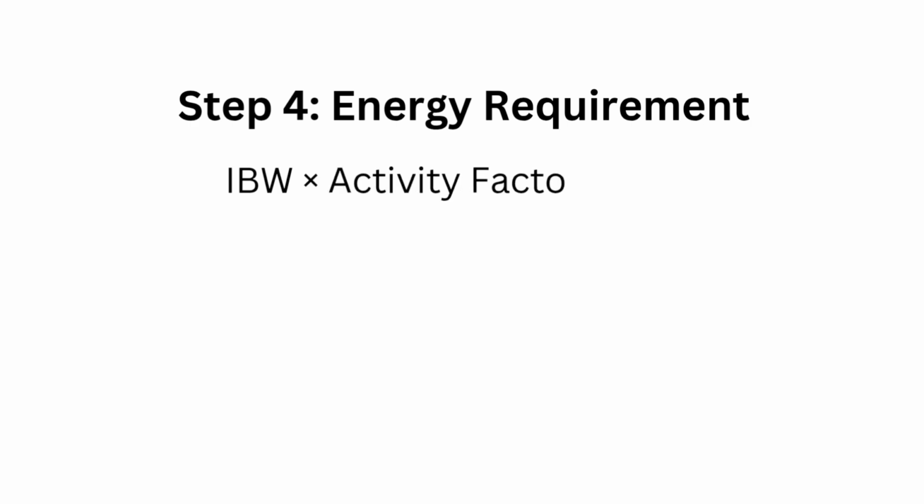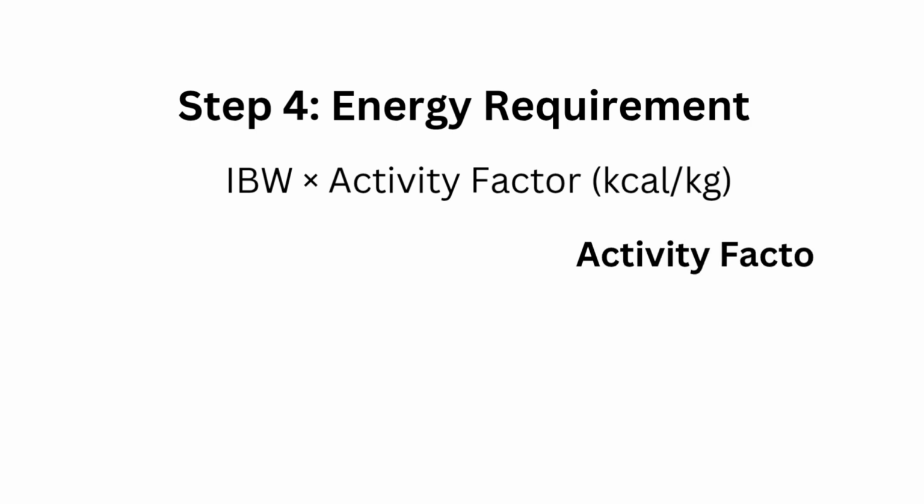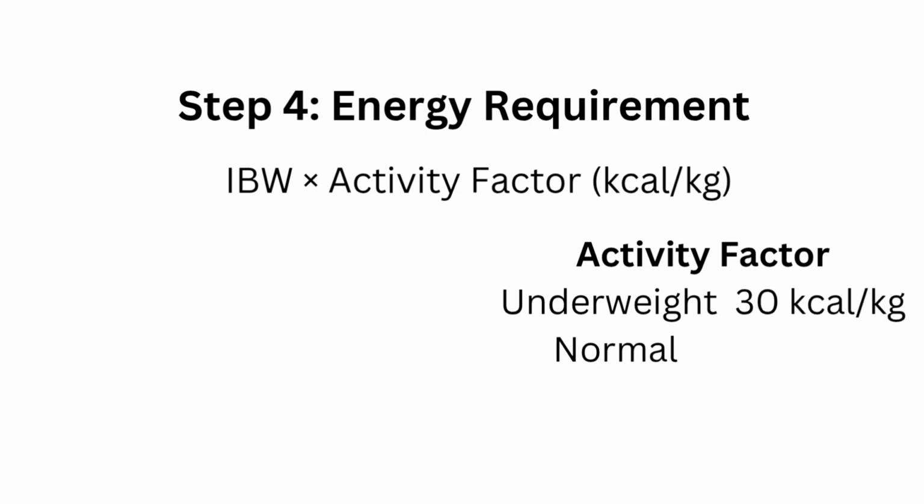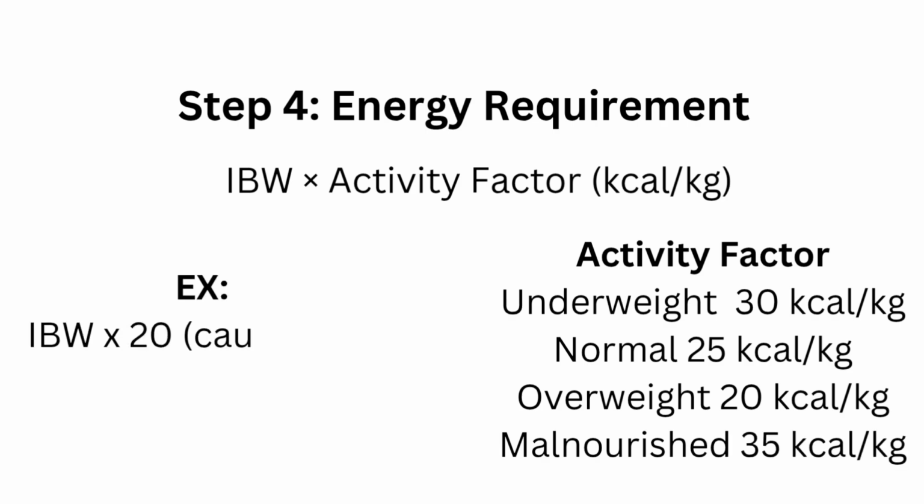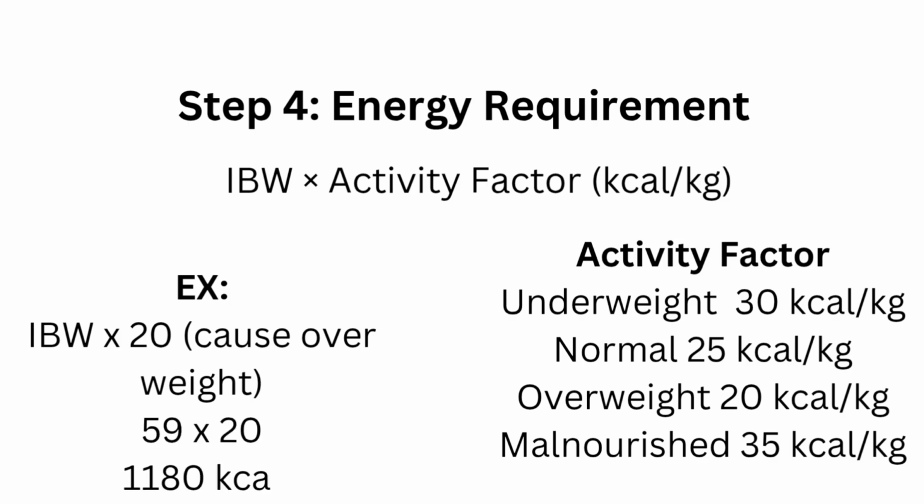Step 4 is calculating the energy requirement. For this, we multiply IBW by an activity factor. If a person is underweight, we use 30 kilocalories per kilogram. For someone normal, 25 kilocalories. Overweight, reduce it to 20 kilocalories, and for someone malnourished, we increase it to 35. The formula becomes energy equals IBW multiplied by the activity factor. For example, IBW is 59, and BMI falls in the overweight range. We use 20 kilocalories per kilogram, which gives us 1180 kilocalories.